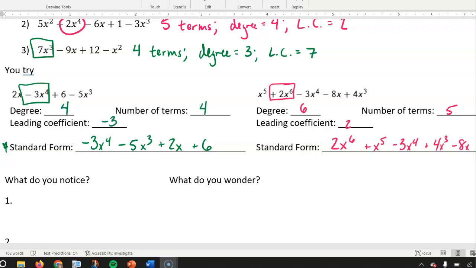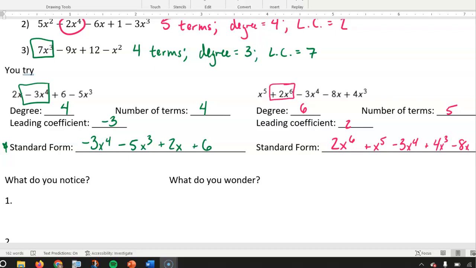Let's see how you did. So for that first one, you should have gotten a degree of 4. And there's 4 terms. And we can see then that the leading term is also negative 3. So again, to illustrate that, the leading term there is -3. So the leading term can be negative, it can be positive. It's not necessarily the biggest number, it's just the number that's attached to the variable with the largest exponent.